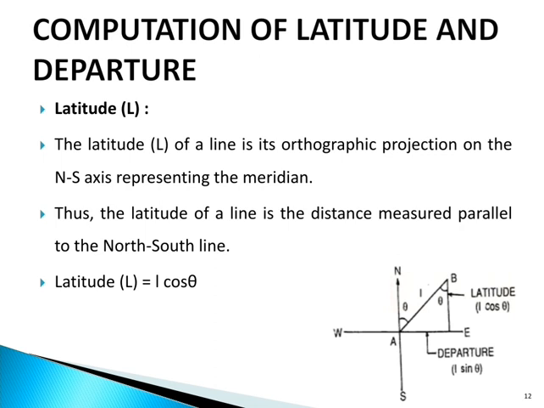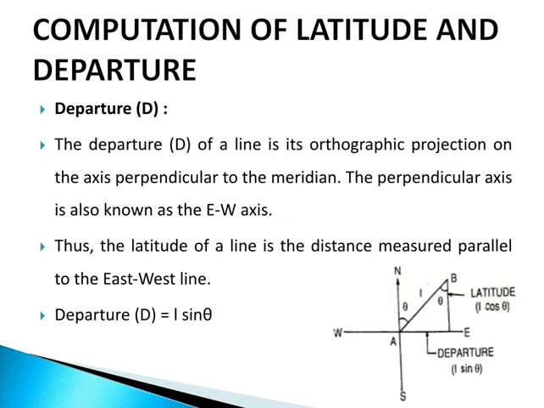The latitude, denoted by capital L, of a line is its orthographic projection on the north to south axis, representing the meridian. Thus, the latitude of a line is the distance measured parallel to the north-south line. Be sure you remember this point. So latitude L will be given by small l cos theta.